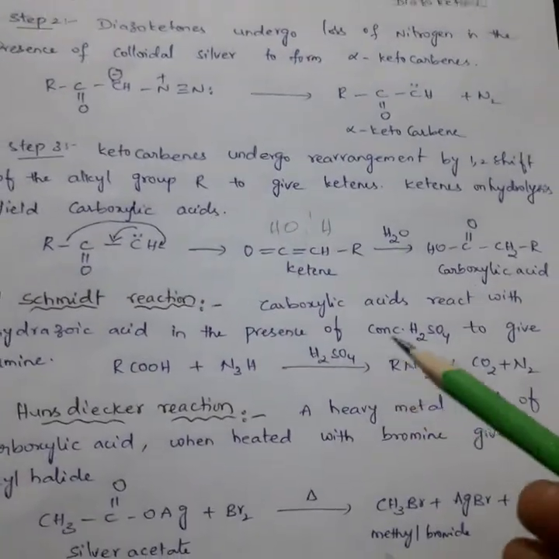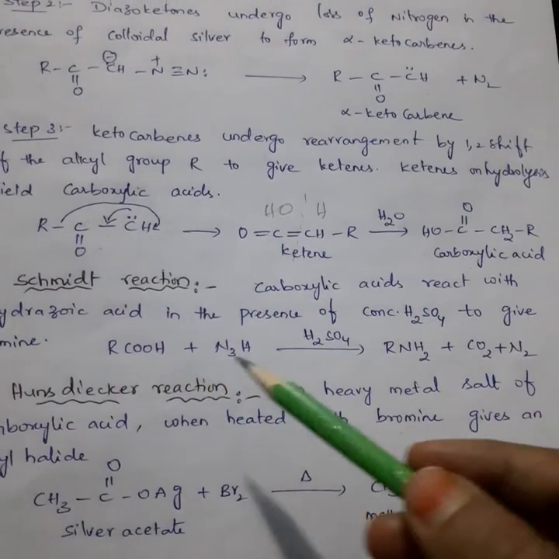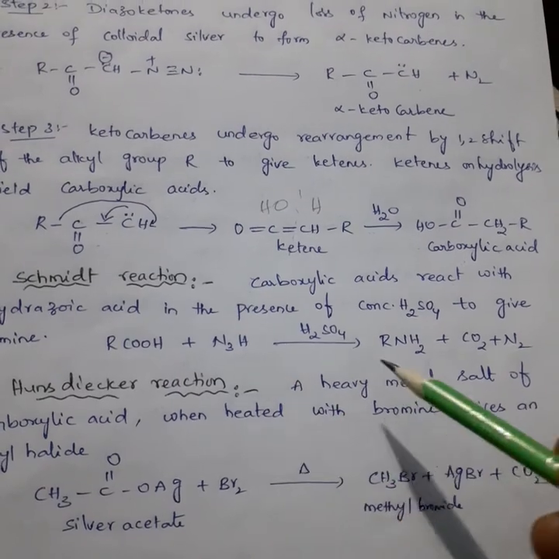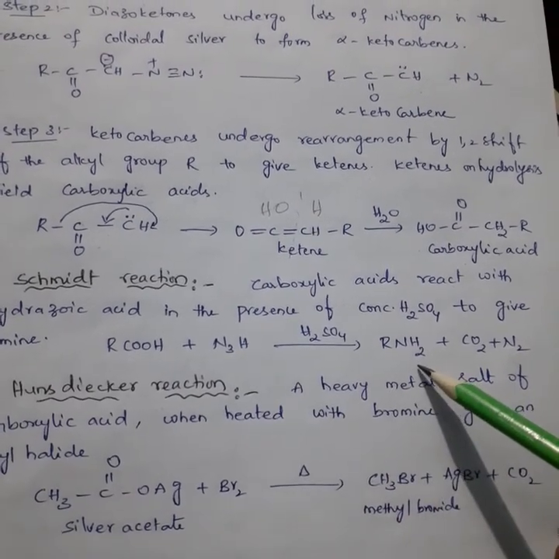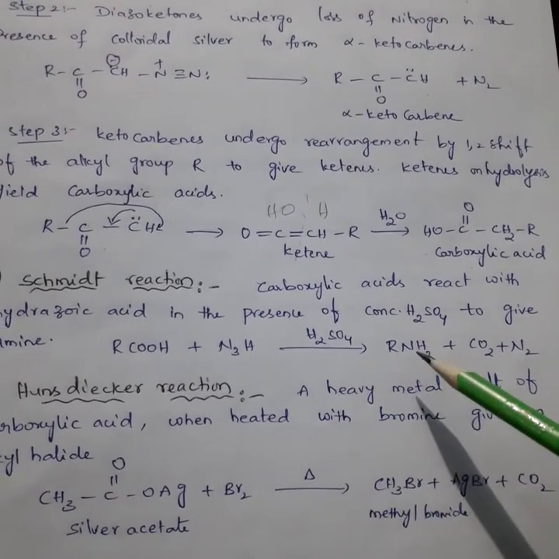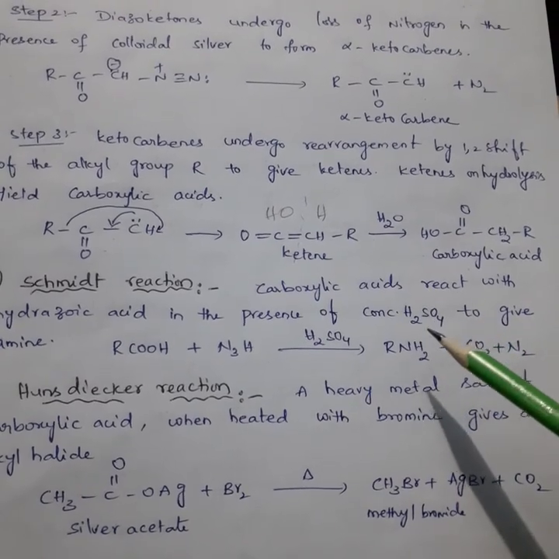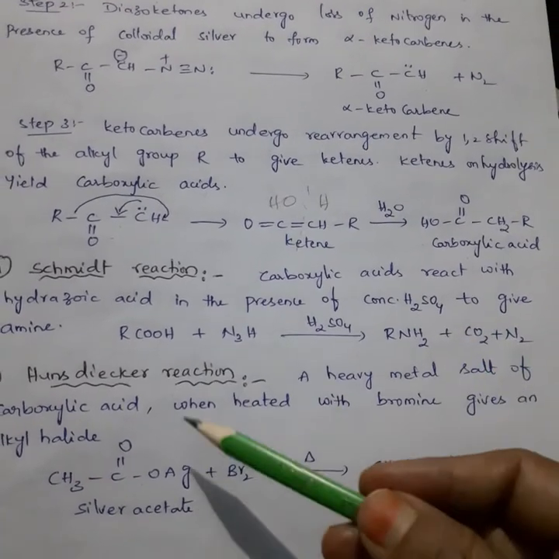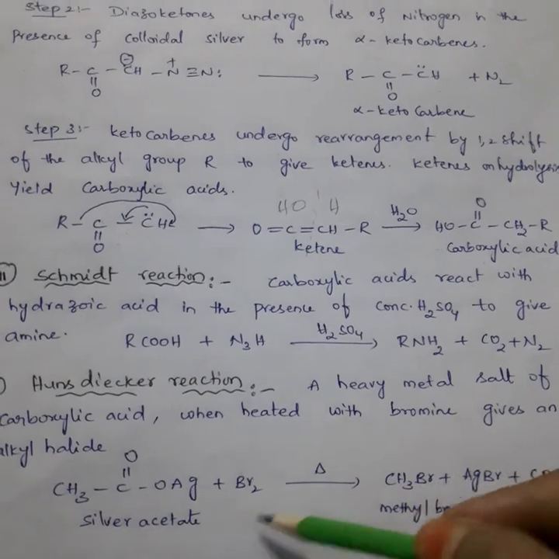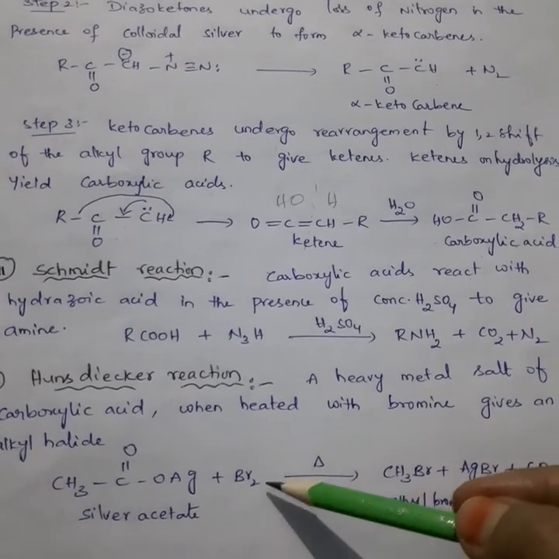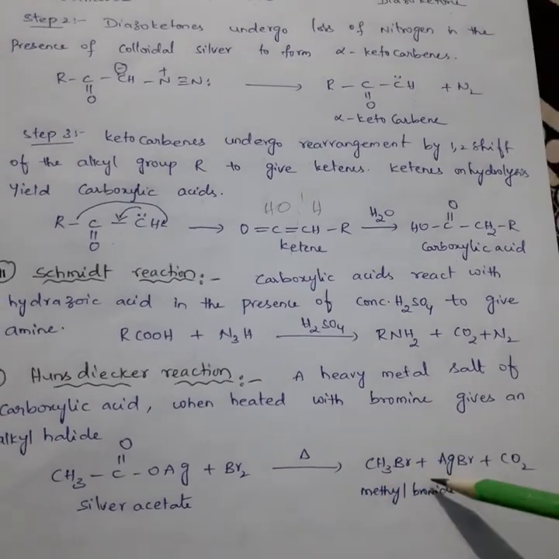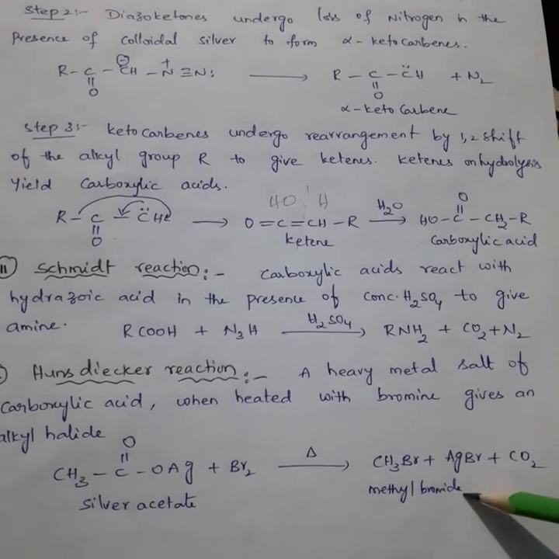And the next one is the Schmidt reaction. Carboxylic acids with hydrazoic acid can form amines. The same reaction you will get in your next organic chemistry lesson, that is amines. Then the Hunsdiecker reaction: the heavy metal salts of carboxylic acids combine with bromine and form alkyl halides.